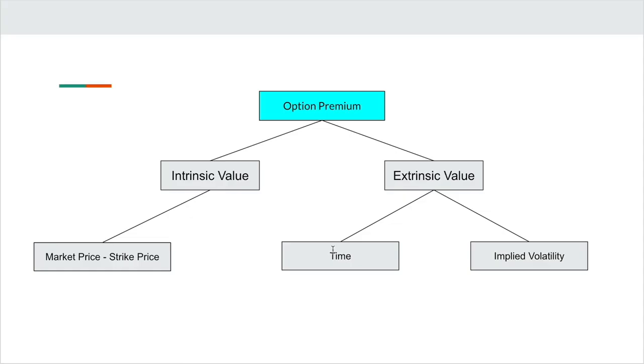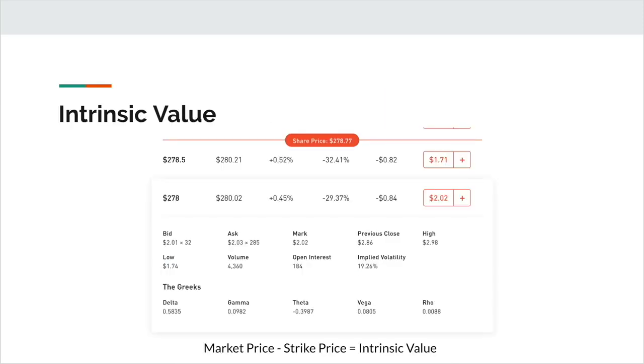So again, intrinsic value breaks down to market price minus strike price. So the actual price of the stock minus the strike price that you set it at. And then extrinsic value is time and implied volatility. And we'll go into some examples to give you an exact understanding.